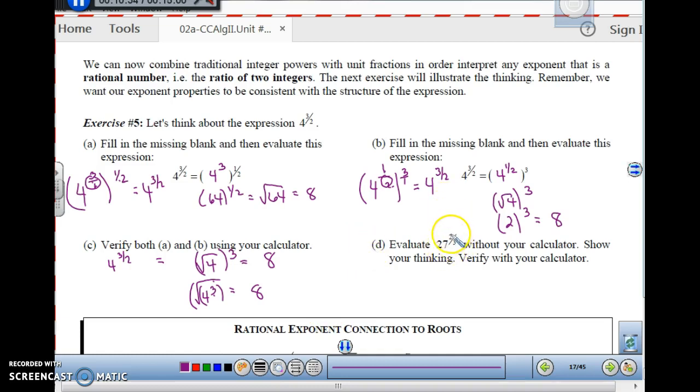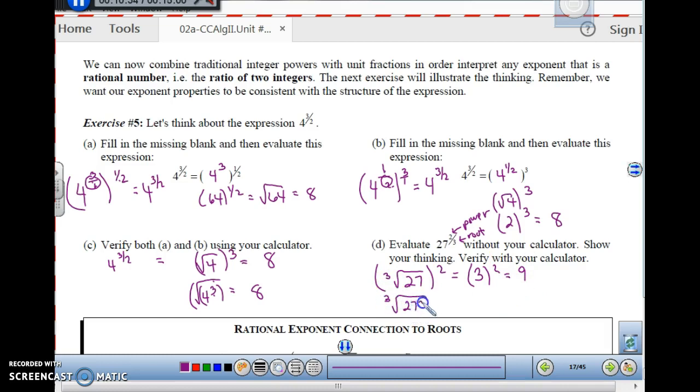Okay, so 27 to the 2/3 power. All right, so what is this equivalent to? 3 is the root, 2 is the power. So we could write this as the cube root of 27 squared. Now, I can either square it first or square it afterwards. So I'm going to square it afterwards. The cube root of 27 is 3, because 3 times 3 times 3 is 27, and squared is equal to 9.